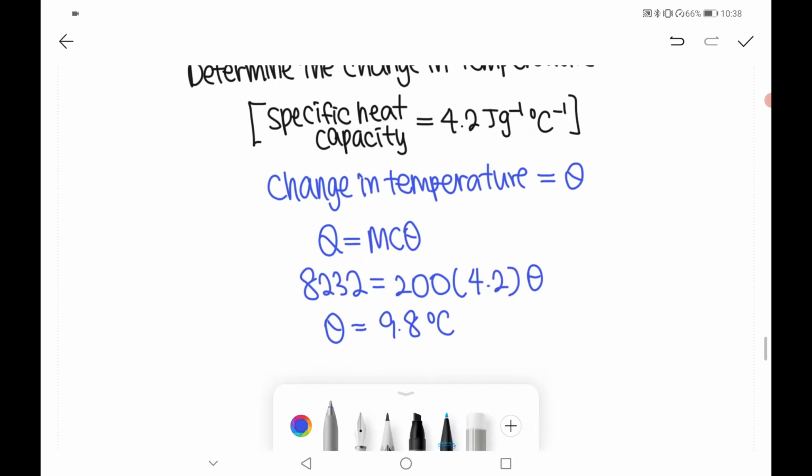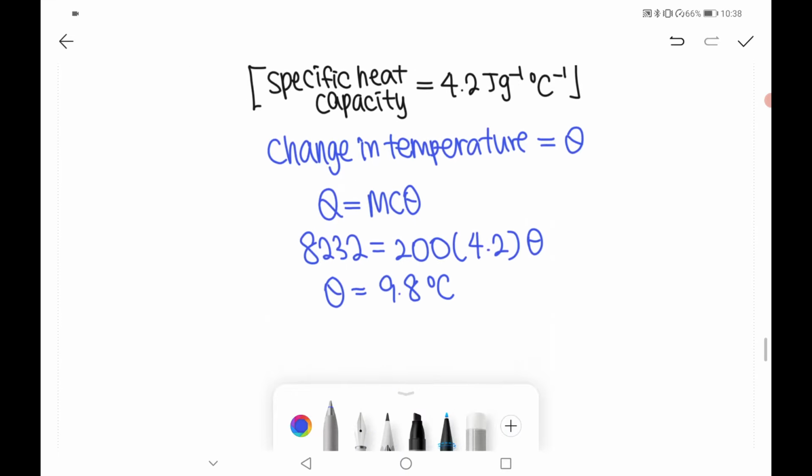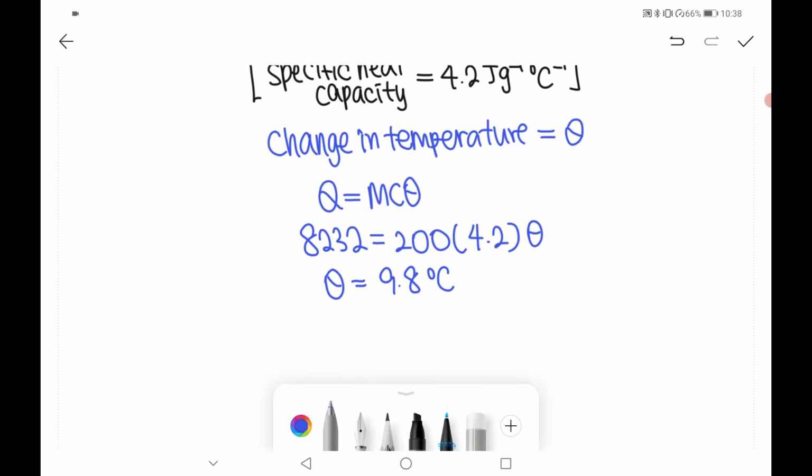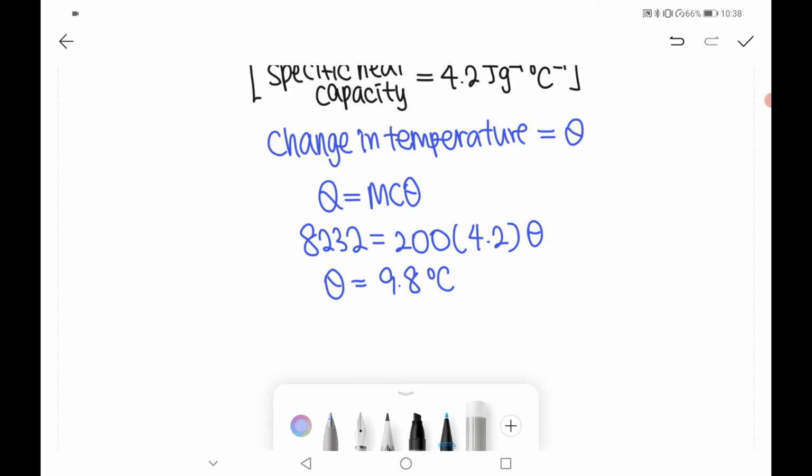So that's why I say you must know what the question wants. The main formula is always Q equal to mc theta, and delta H equal to plus minus Q over n. These two formulas are super important. Okay, so let's go for the next one.